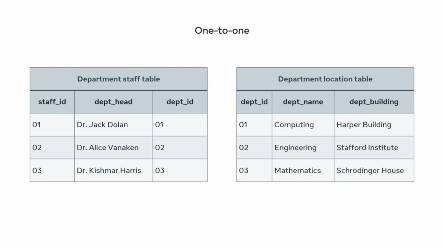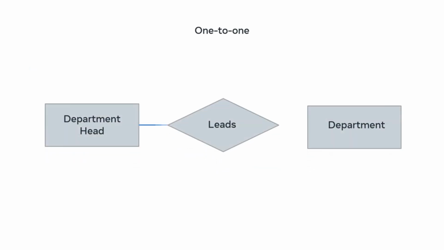In this instance, each department head is in one department building on the college campus, so each staff member from the department staff table is associated with one record from the department table. These relationships can also be depicted in an ER diagram as one department head leads one department.